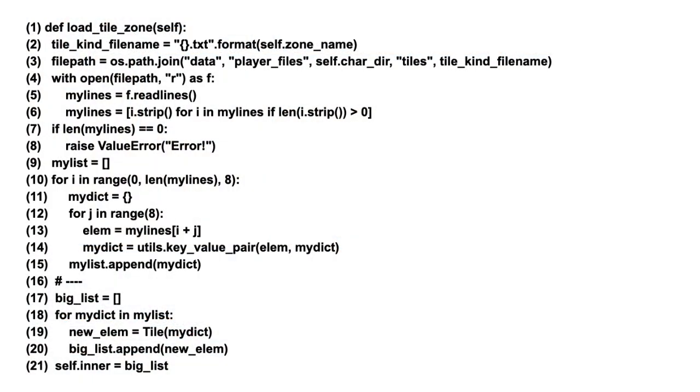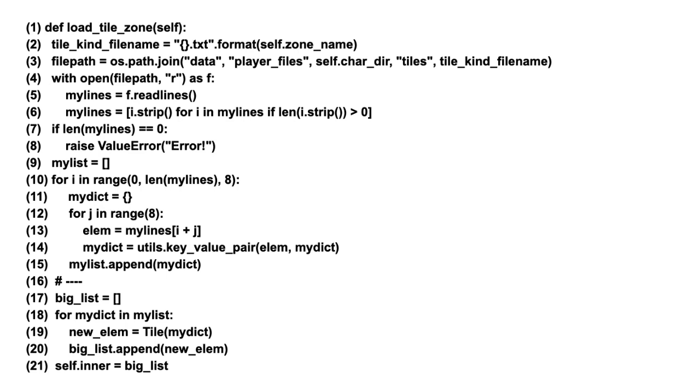Lines 1 to 6 are straightforward. All I'm doing is reading in the data. Now let's look at lines 7 to 8. Here I'm just making sure that nothing went wildly wrong. If my lines doesn't contain any data, then I raise an error. All the heavy lifting is done in lines 9 to 15.